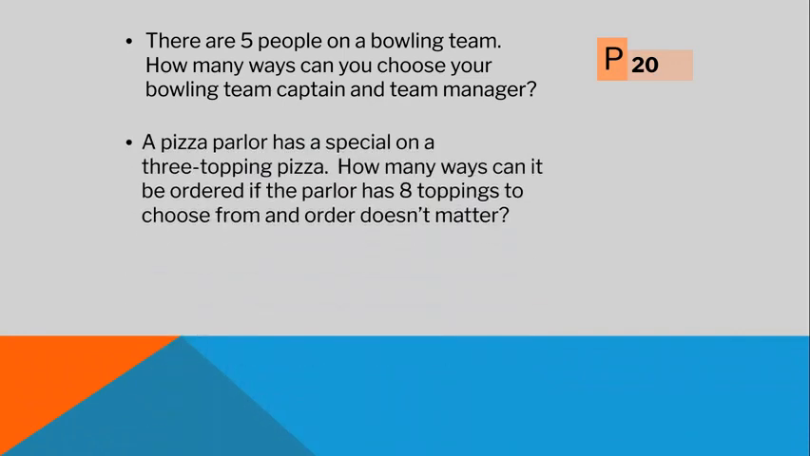A pizza parlor has a special on 3-topping pizzas. How many ways can it be ordered, if they have 8 toppings to choose from? Order doesn't matter. So that means it's a combination. And you're going to do 8C3 because we're picking 3 of those 8 toppings.